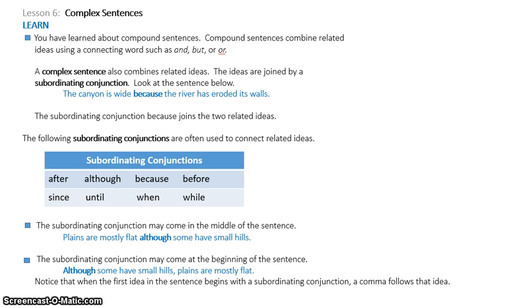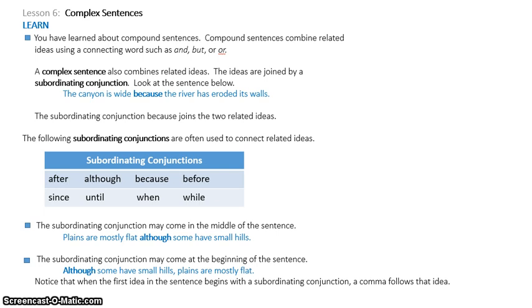The following subordinating conjunctions are often used to connect related ideas. So they give you this nice, nifty little chart. So you need to remember those words for when you have your quiz, and I say, okay, I want you to combine these two sentences using a subordinating conjunction, or I might say, I want you to combine these sentences by making it a complex sentence, which means that you need to use a subordinating conjunction.